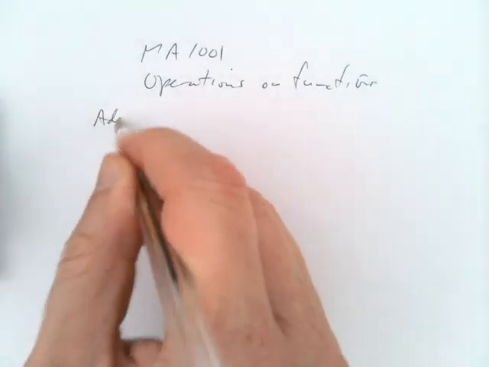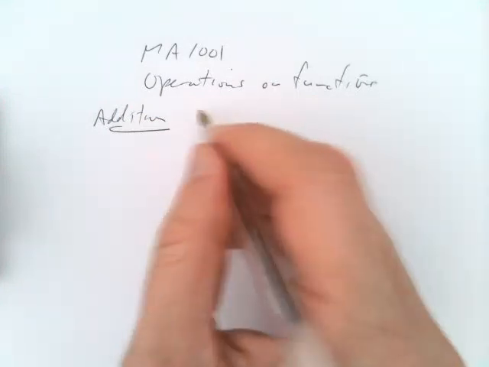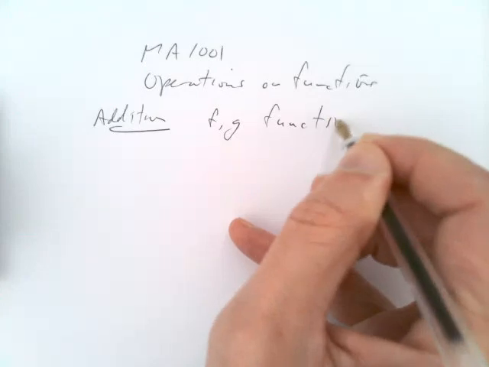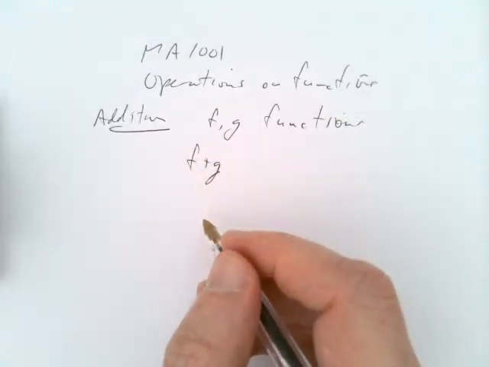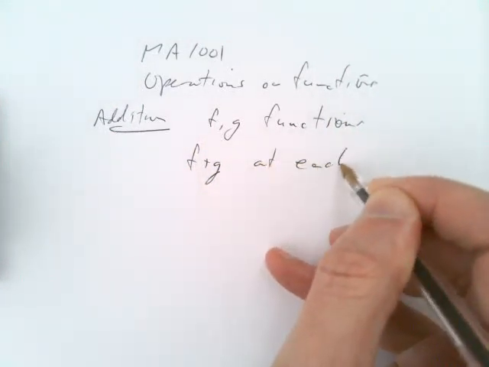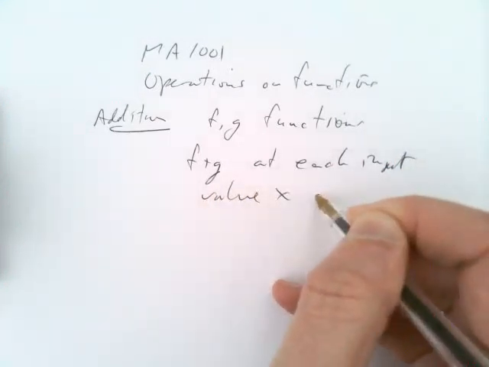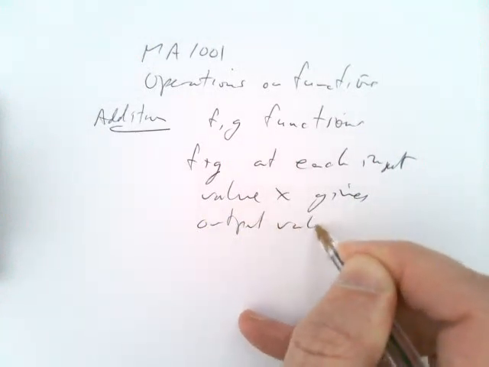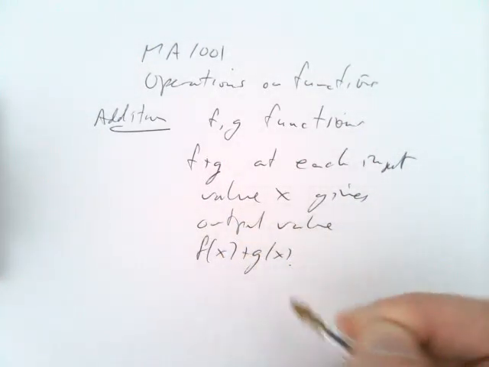The simplest will be addition. We take two functions, f and g. Then we define a new function, which is called f plus g. And what function is it? At each input value x, it gives output value given by f of x plus g of x.